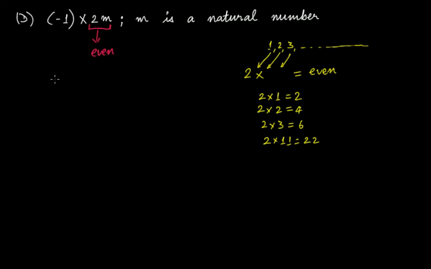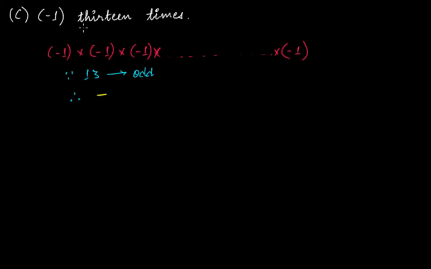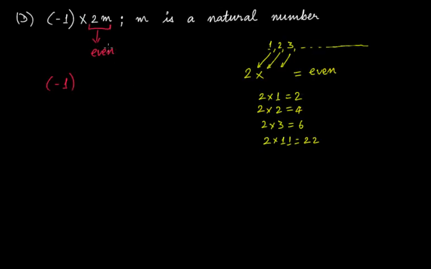That means you are multiplying -1, a negative integer, an even number of times. It can be 2, 4, 8, whatever. Like before, when you multiplied -1 13 times, 13 was an odd number, so you got a minus sign. But here you have an even number, which means your product will always be positive. There is no need to write a plus sign, which implies that your product is always positive and not negative.